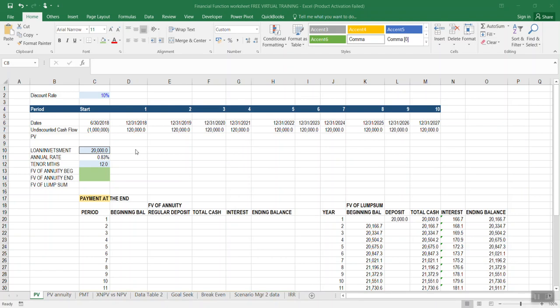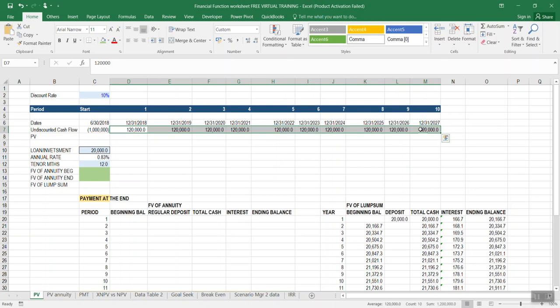Okay, welcome. Today we are talking about present value. I'm going to show you how to calculate present value in Excel. These are my expected cash flows. I have an expected cash flow of 120,000 naira over a period of 10 years. What will be the present value?